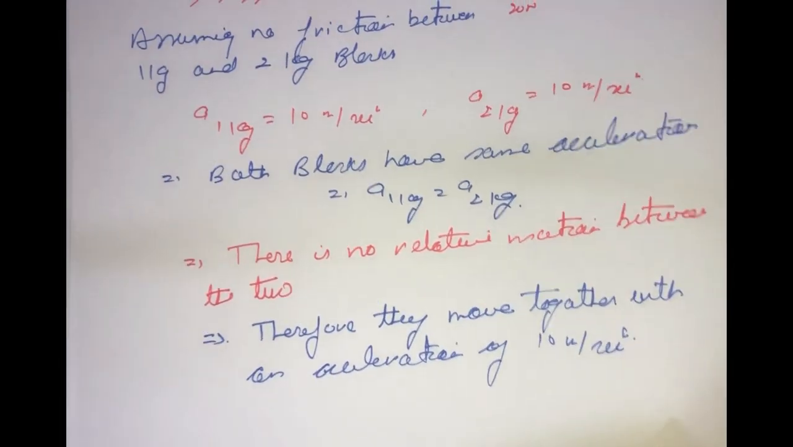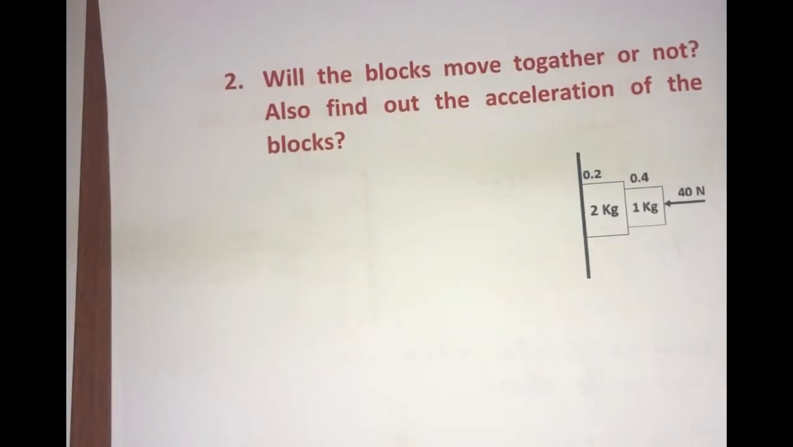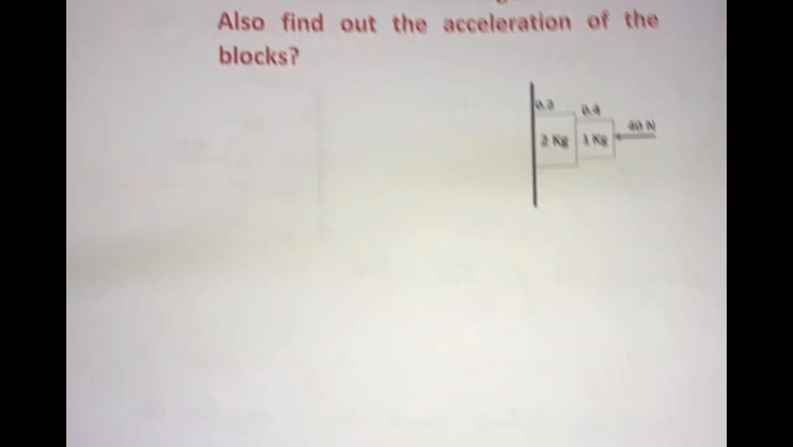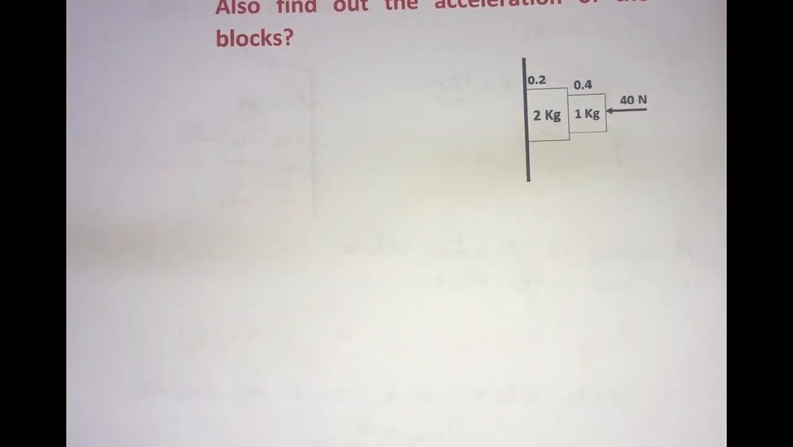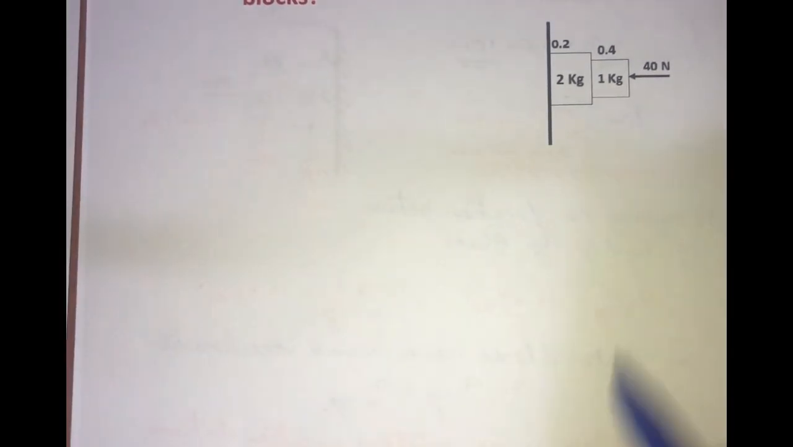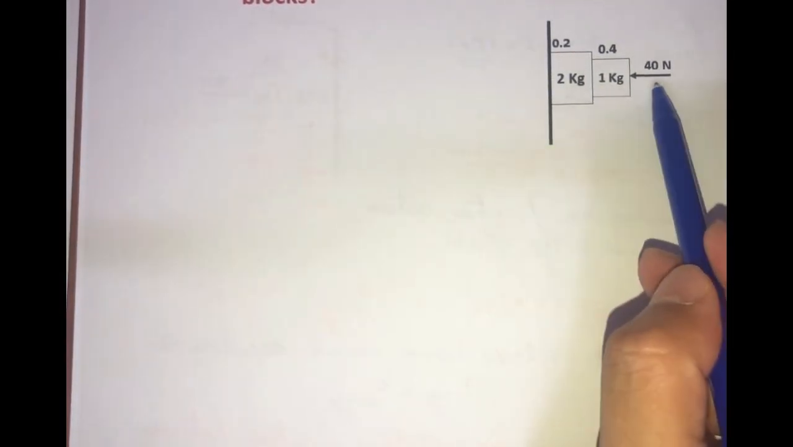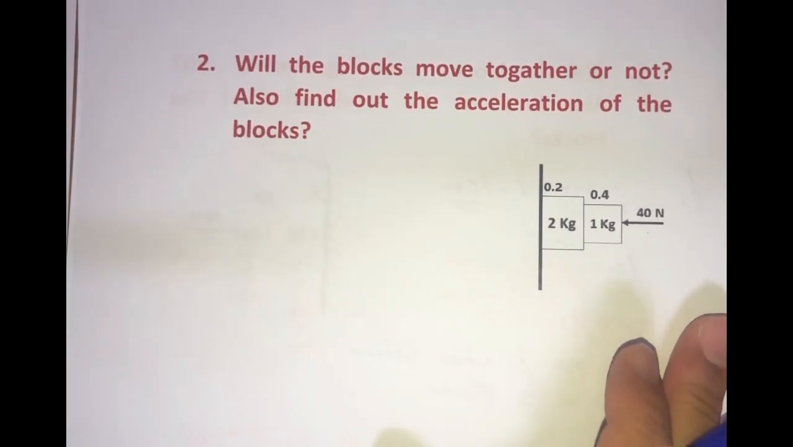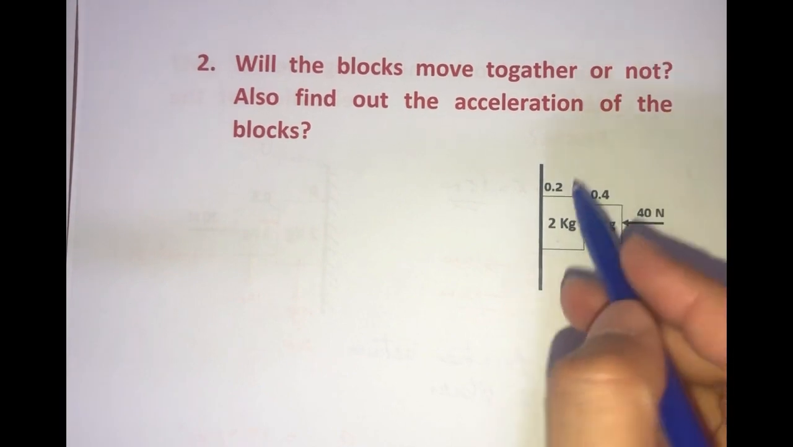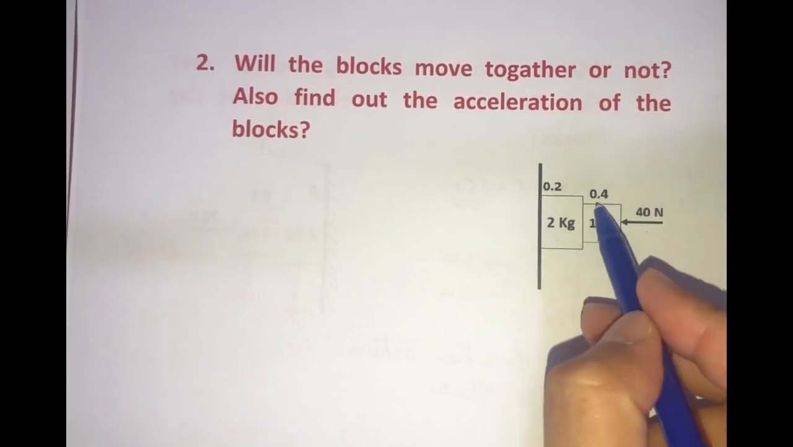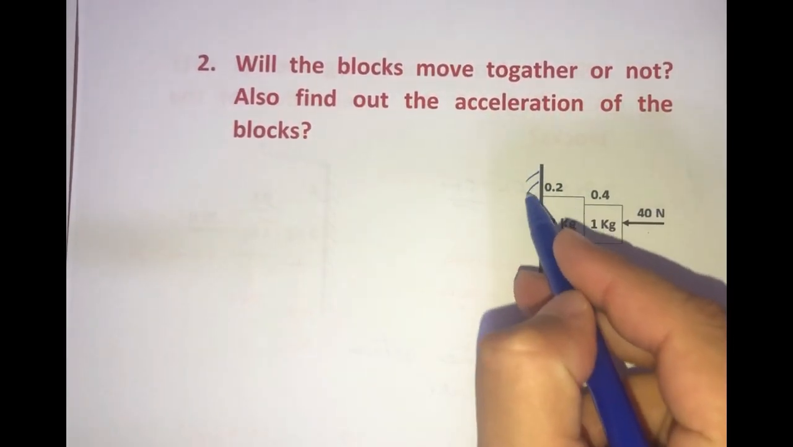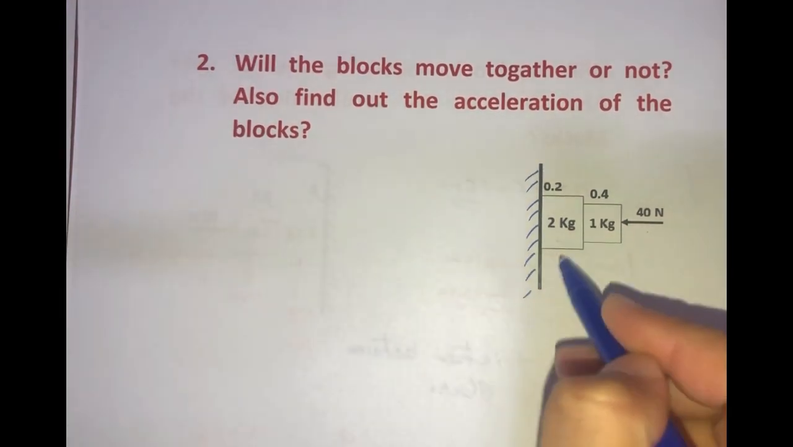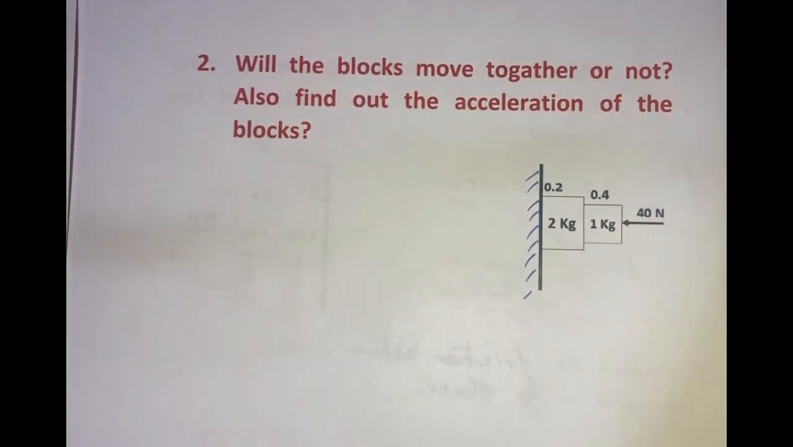Now we take a slightly modified version of it. So we have two blocks once again, 2 kg and 1 kg. Now the force is 40 Newton, and the coefficient of friction between 1 and 2 is given as 0.4, and between the wall and the 2 kg is given as 0.2.